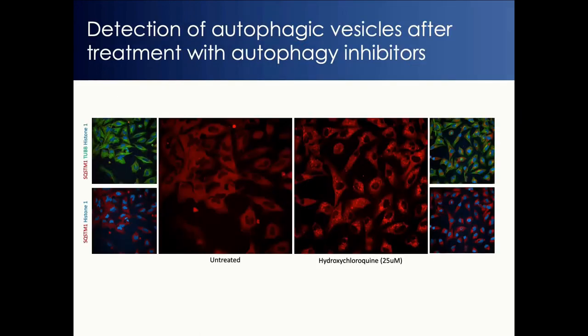In these cells, if you use an autophagy inhibitor such as hydroxychloroquine, you can see how after treatment, the cells not only accumulate more autophagy vesicles, but also the intensity of those vesicles increases due to the inhibition of autophagy.